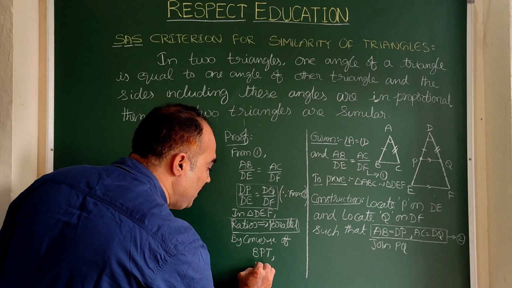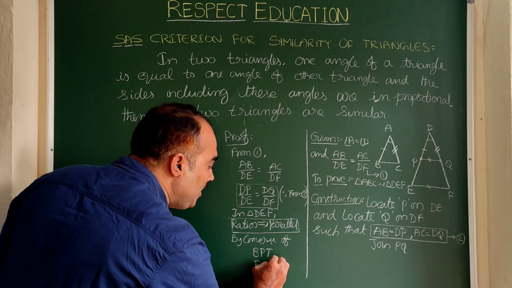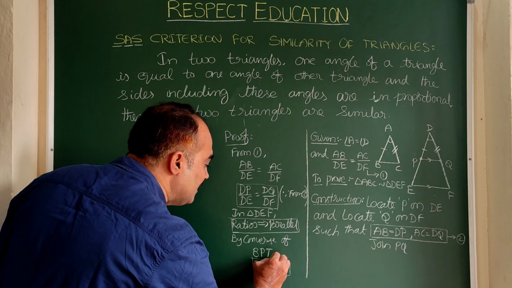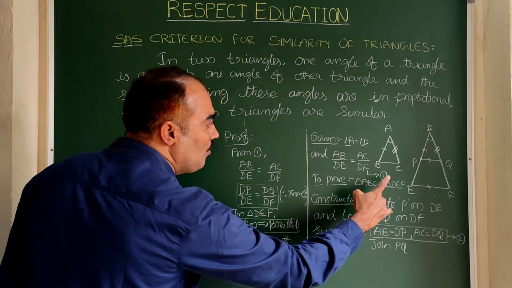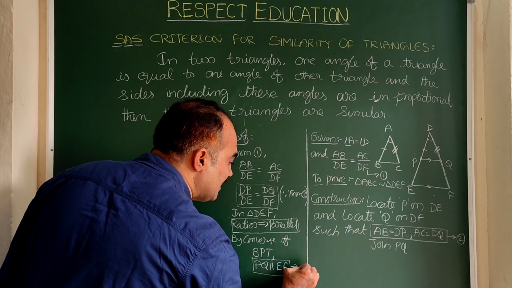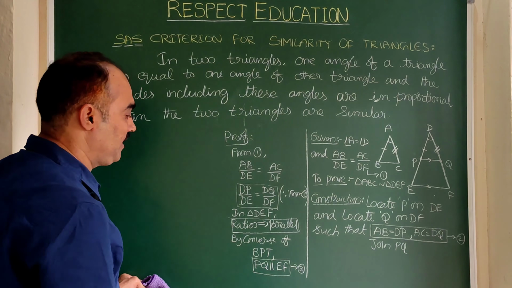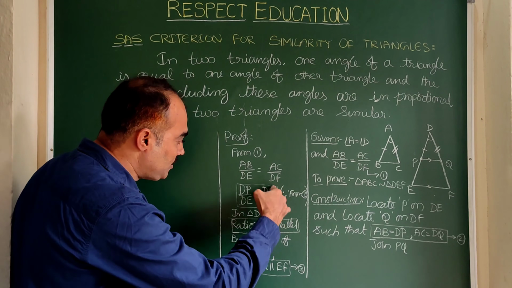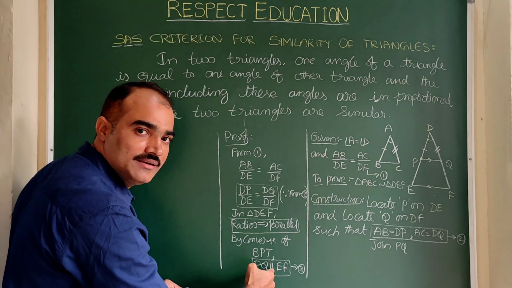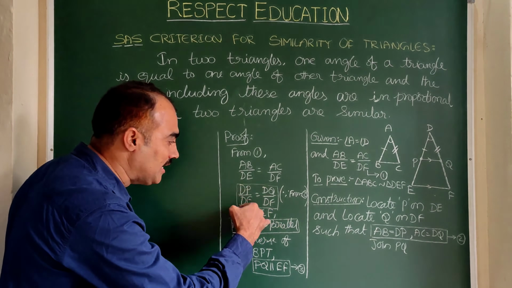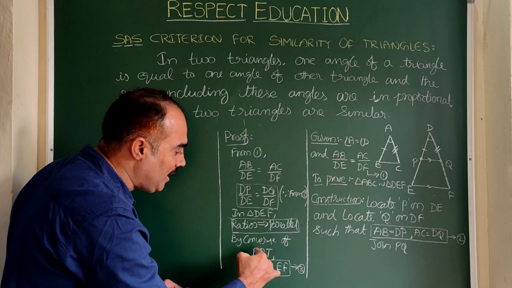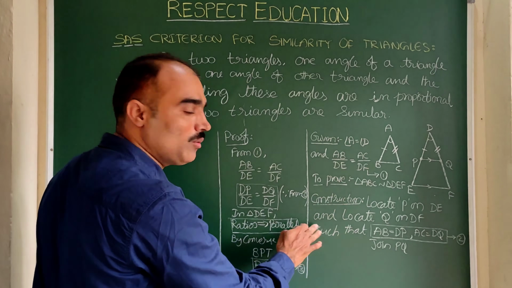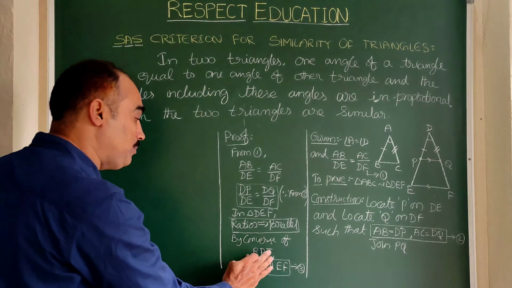Here we can say by the converse of BPT, PQ is parallel to EF. Let us take this as equation number 1, 2, and this as equation number 3. Now observe the ratios: ratios being equal implies parallel, so we reach parallel by using the converse of BPT. Now let us shift this problem to the consequence of the converse of BPT, that is, parallel.